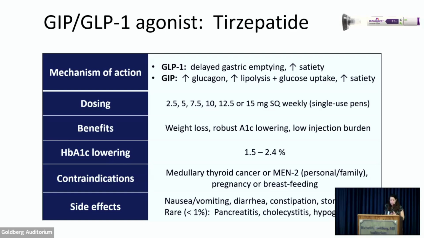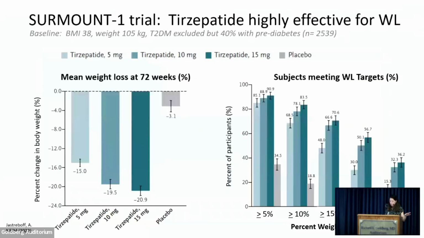Again, we get all the benefits of our GLP-1, but we also see some effects from that GIP component, which helps enhance lipolysis, so kind of energy mobilization, through glucagon, and it also enhances satiety separately. So you can see our titration dosing, again, A1C benefit, and very similar side effect profile to our semaglutide.